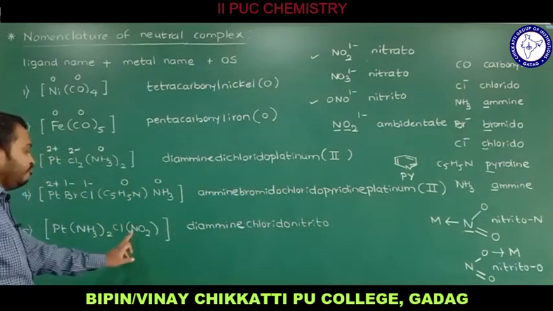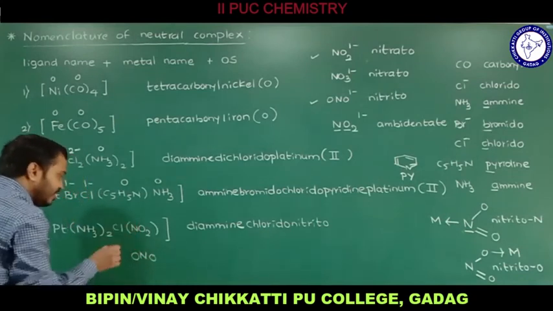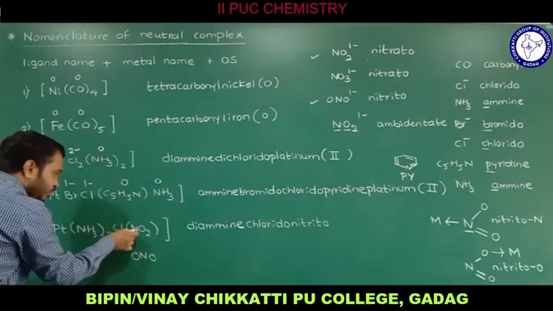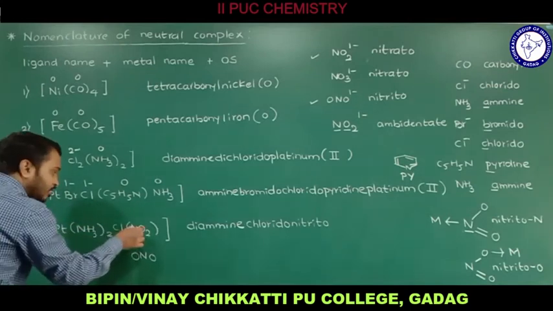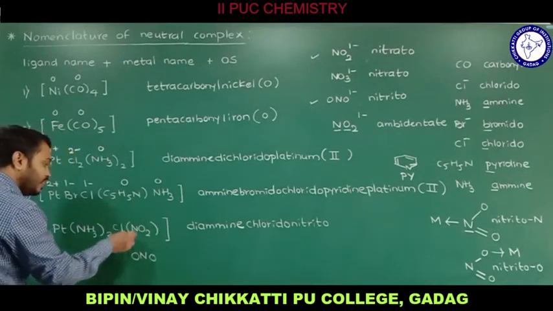N I have written first. I have not written it in this fashion; I have not written ONO. So N I have written means N is going to ligate with the platinum, N is going to attach with the platinum. We have NO2. If it were ONO, I would have written nitrito-O. But here we have N first.